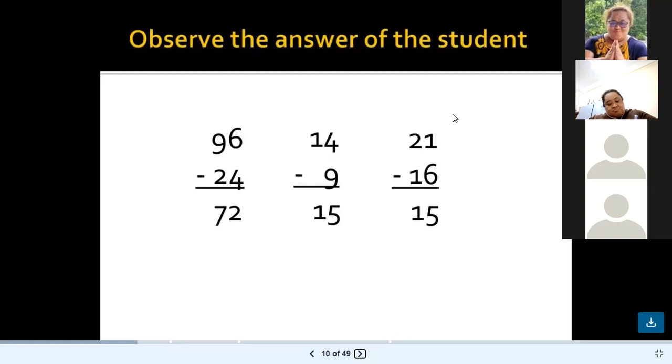So if we subtract 14 to 9, for example, 14 minus 9 is 5. Then 96 minus 24. In this right here, we can see how the students know how to subtract. Pero tama. 96 minus 24: 6 minus 4 equals 2. 9 minus 2 is 7. So 72. So the problem the student has right here is he or she doesn't know how to borrow to the next column, ma'am.